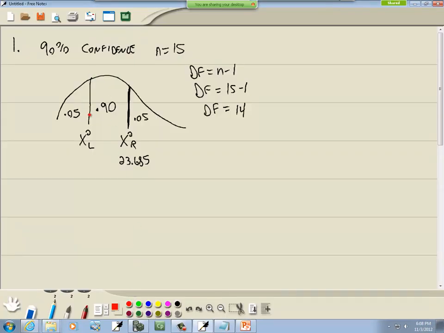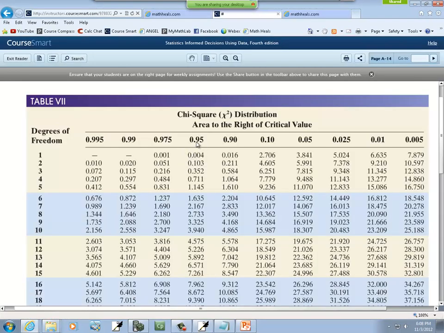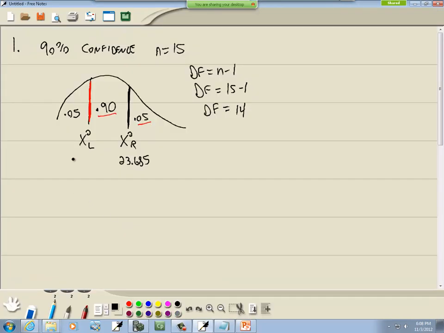Well, let's find the left chi-square. I'm working with this one over here, so I'm going to add up all the area to the right. So I got 0.90 plus 0.05. That gives me 0.95 and degree of freedom 14. 0.95, I look in this column, 14 would be 6.571. And those would be our right chi-square, our left chi-square, and our right chi-square.